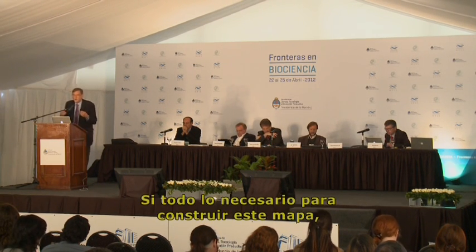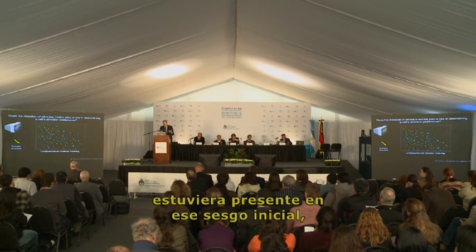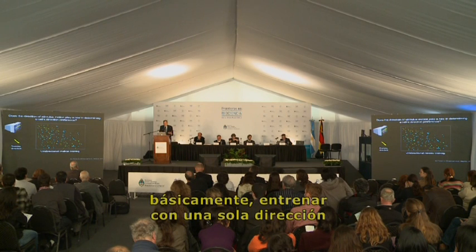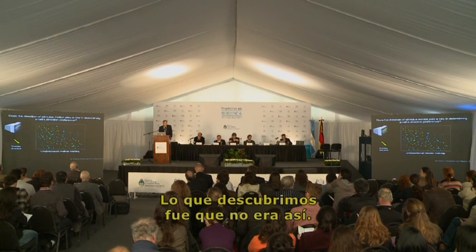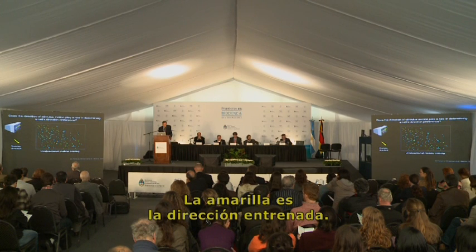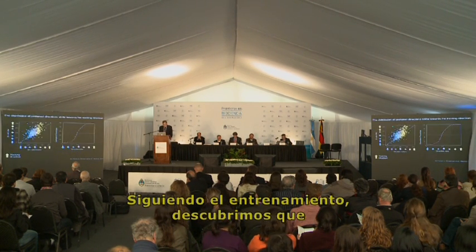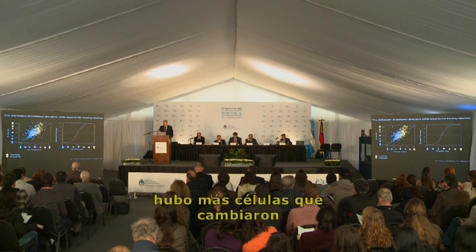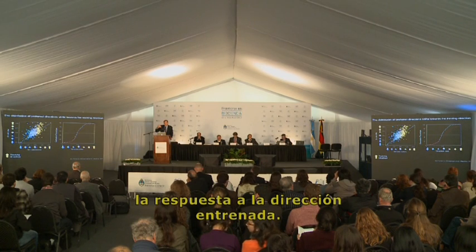If all that was required to build this map was resonance in that initial bias, then basically training with a single direction should be the equivalent to training bidirectionally. And what we found was that it wasn't. So training here, yellow is the train direction. Following training, we found more cells shifted their response to the train direction.